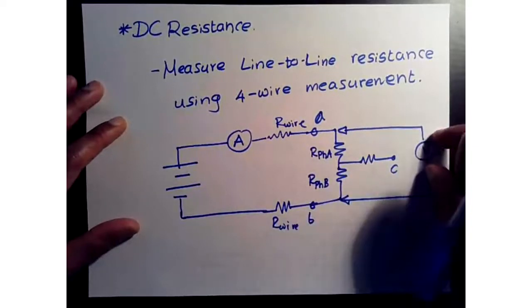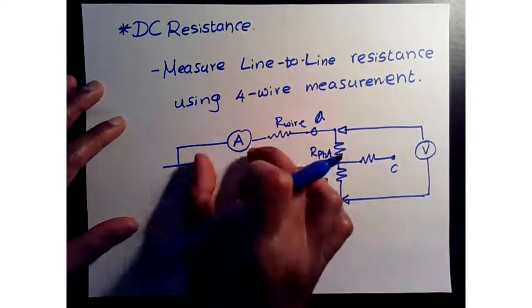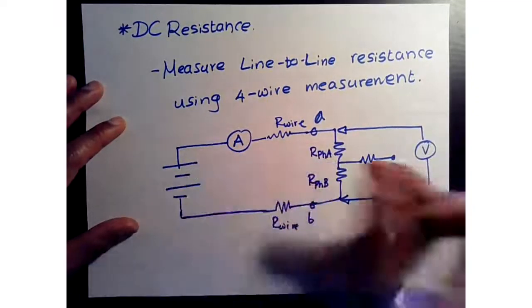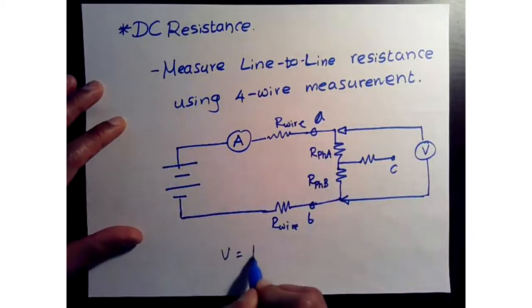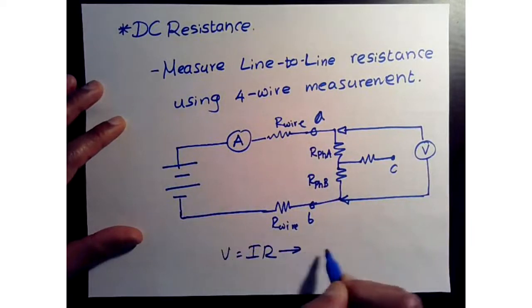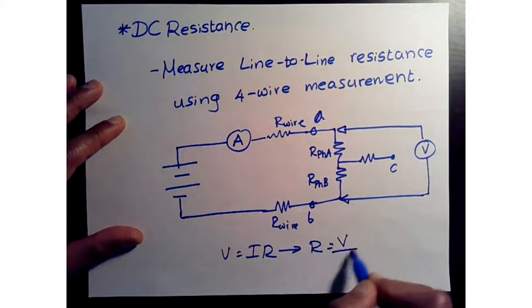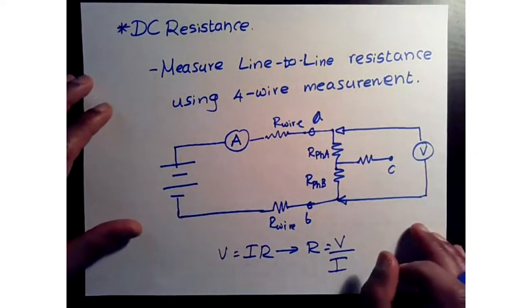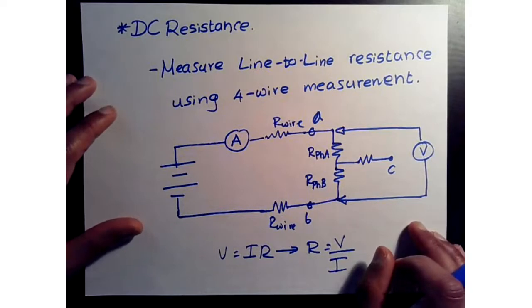And then now you know your V, right? Now you know your current, you know your voltage drop, you know your current. You can find, using V equals IR, your R equals V over I. Okay, so this is a very highly accurate measurement scheme that you can use.